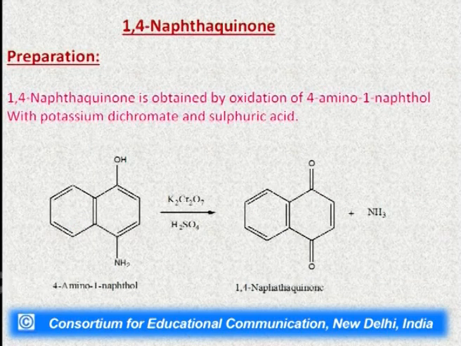Now comes the preparation of the 1,4-naphthoquinone isomer. It can be obtained by the oxidation of 4-amino-1-naphthol. This is 4-amino-1-naphthol on reaction with potassium dichromate in the presence of sulfuric acid or any other acidic medium. We will get 1,4-naphthoquinone. Oxidation will take place at the 1 and 4 positions, and we will get the product.